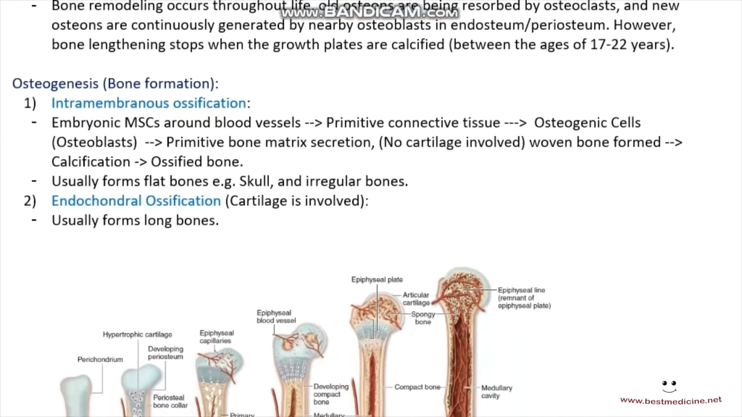So let's move on to osteogenesis, or bone formation. There are two types of bone formation: intramembranous ossification and endochondral ossification. Let's just discuss number one first.